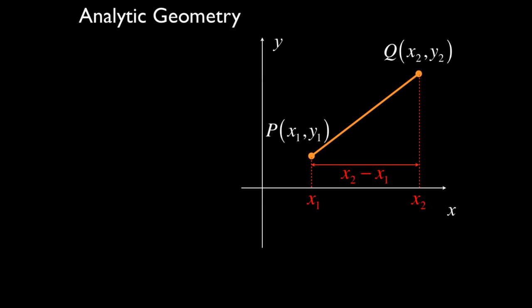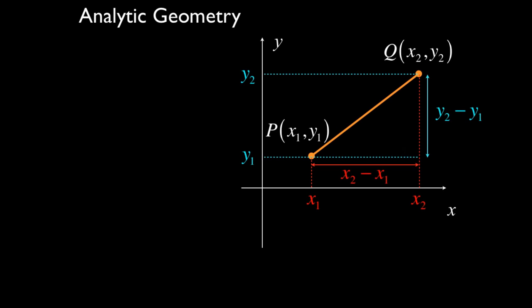We recognize that the distance between these 2 x values, and I'm referring to the horizontal distance, can be expressed as x2 subtract x1. We now do the same thing for the y-coordinate, recognizing that point P has a y-coordinate of y1 and point Q has a y-coordinate of y2, and the vertical distance between those 2 points is y2 subtract y1.